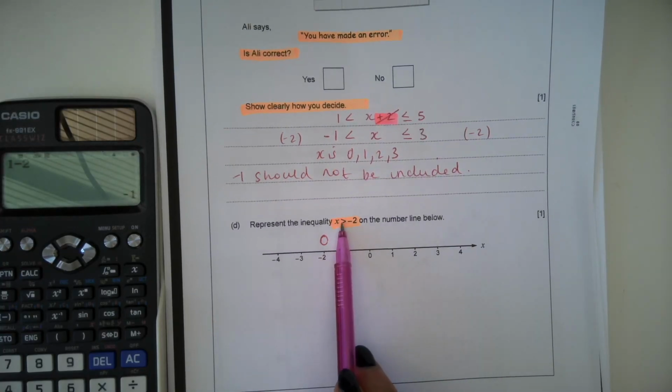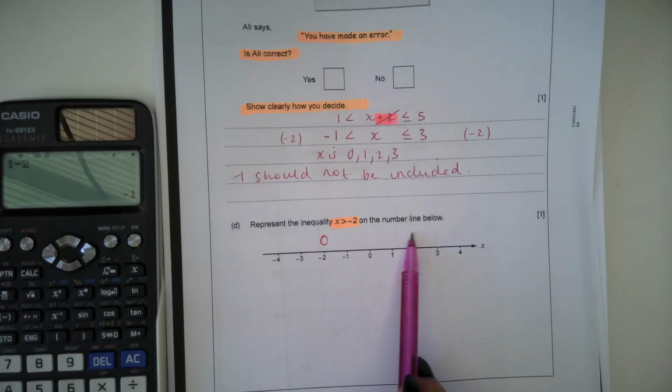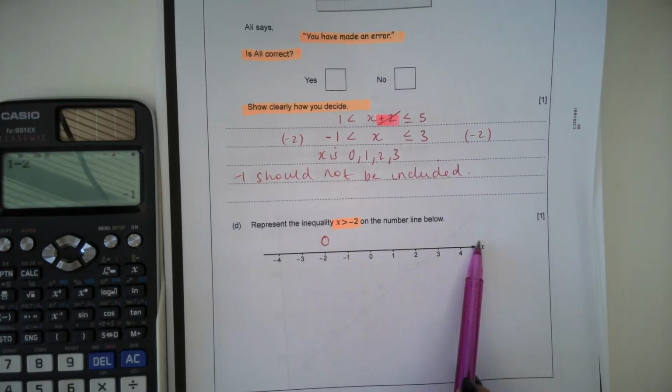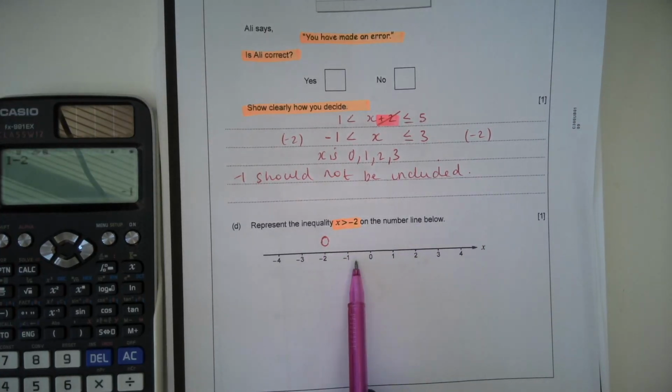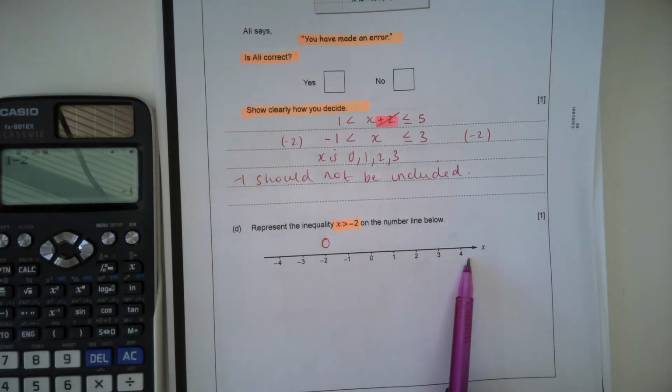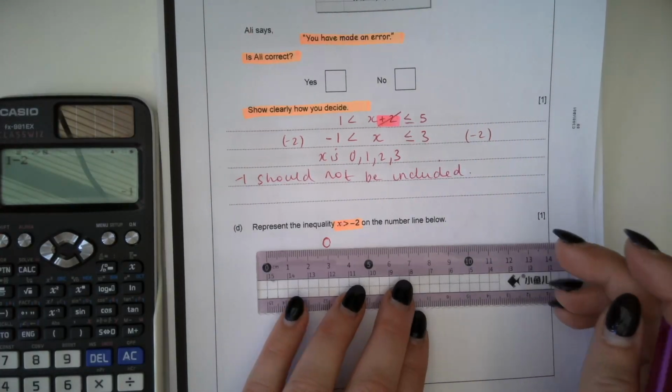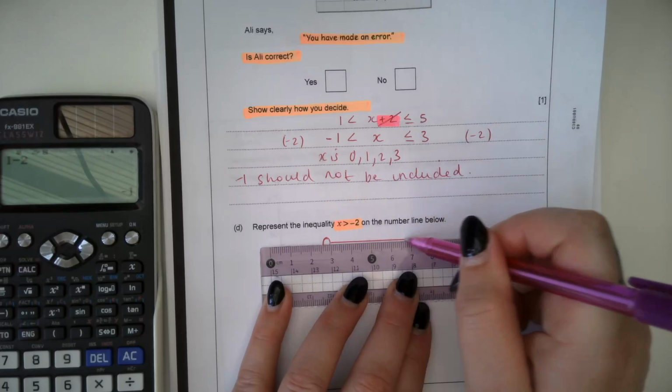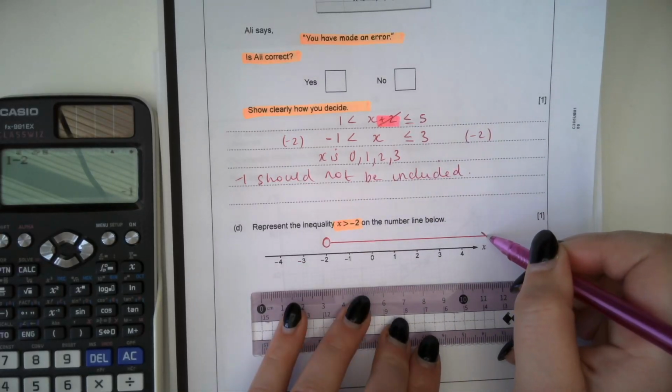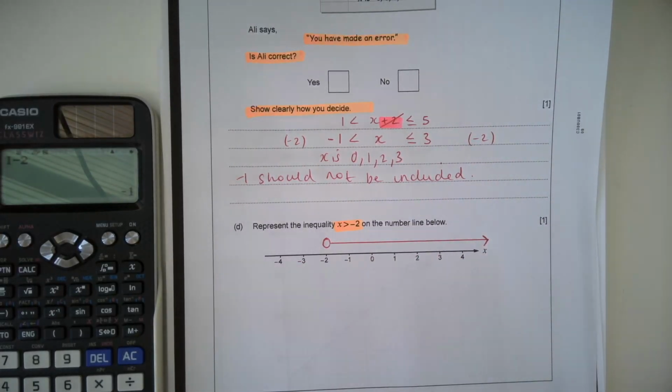So now we're doing x is greater than -2. So all values on this side of the number line are greater than -2. They're getting bigger. So we're going to draw an arrow all the way to the end of the number line from that circle that we've drawn.